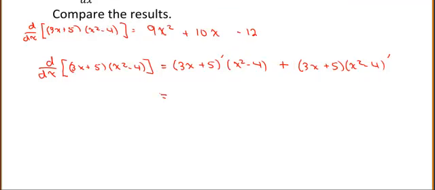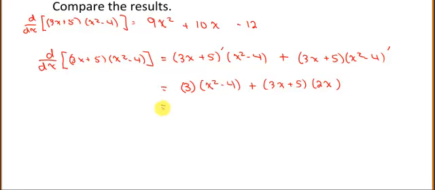Well, I'm not going into as much detail, but when I take the derivative of 3x to the first, I just get 3. And when I take the derivative of 5, it's a constant, so I get 0. So I have 3 times (x squared minus 4) plus (3x plus 5) times, well, when I take the derivative of x squared, I get 2x, minus the derivative of 4 is 0. So I simply get this expression.